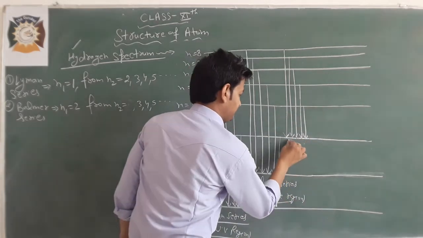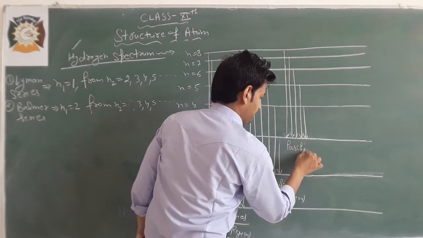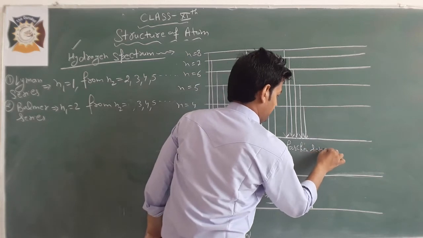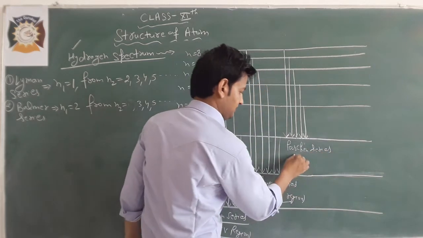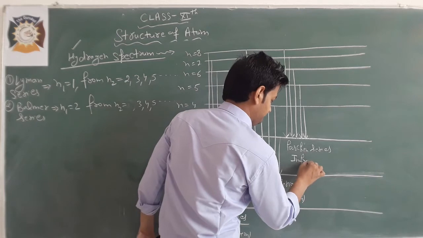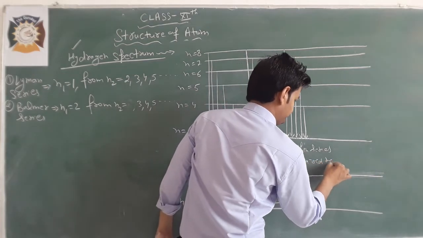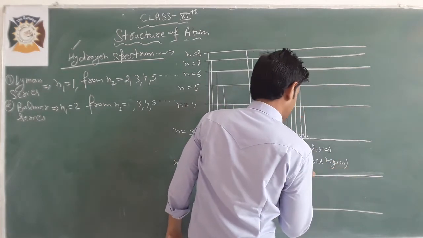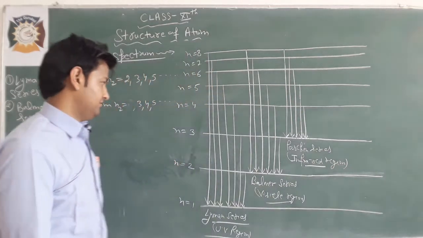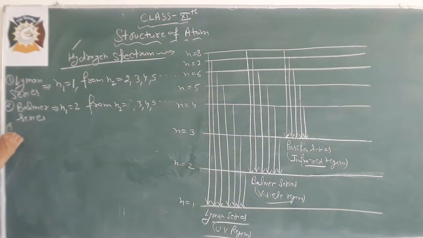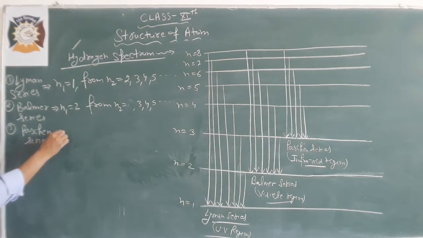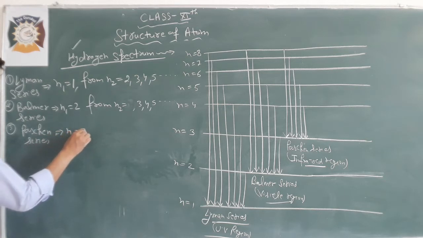Lyman, Balmer. Next is the Paschen series. The Paschen series is present in the infrared region. So this is our third series, the Paschen series. Here n1 is equal to 3.